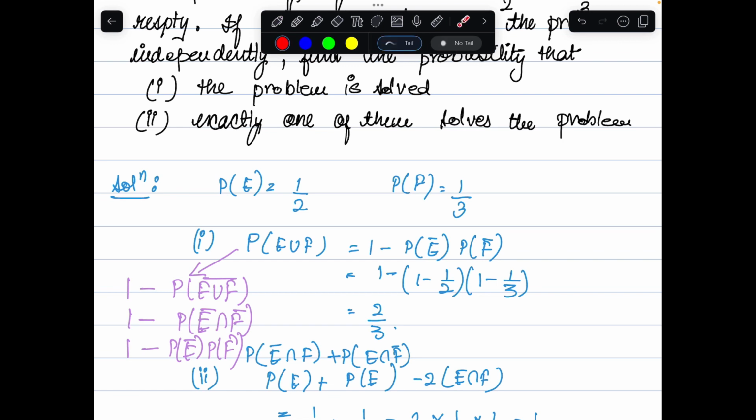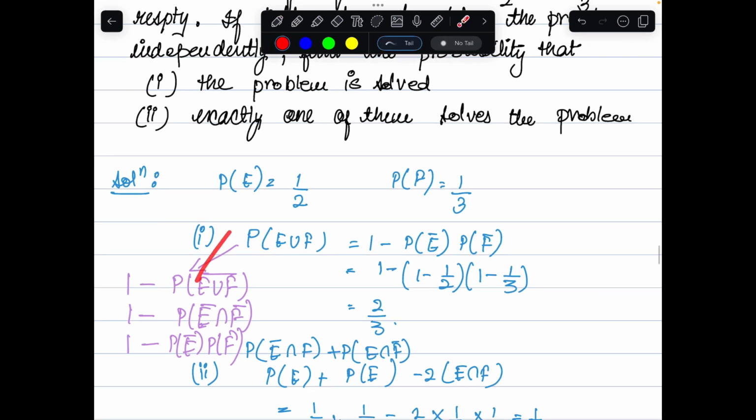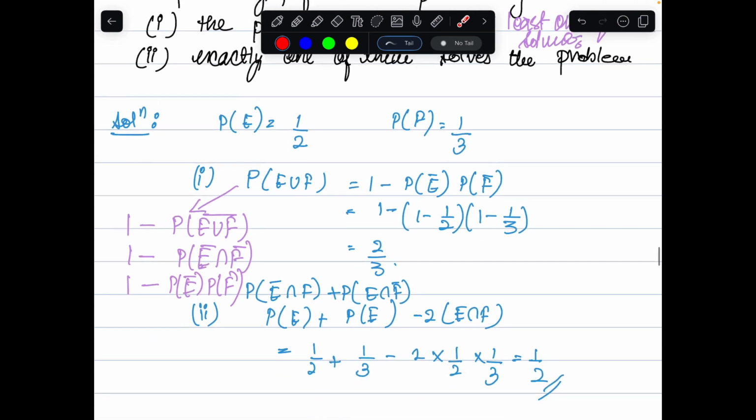They are independent. They do not depend on one another. Him solving the problem does not anyhow depend on the other person solving the problem. Okay, and thereby I am just multiplying both of them. P of E bar is 1 minus P of E, P of F bar is 1 minus P of F, and you get this. So the problem getting solved is basically any one of them is solving, at least one of them is solving. And since only 2 are there, it will be E union F.